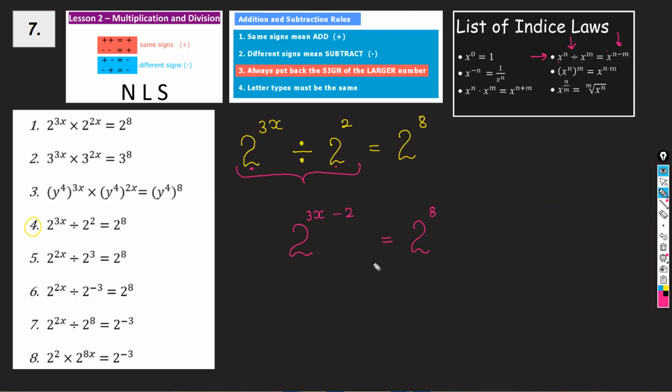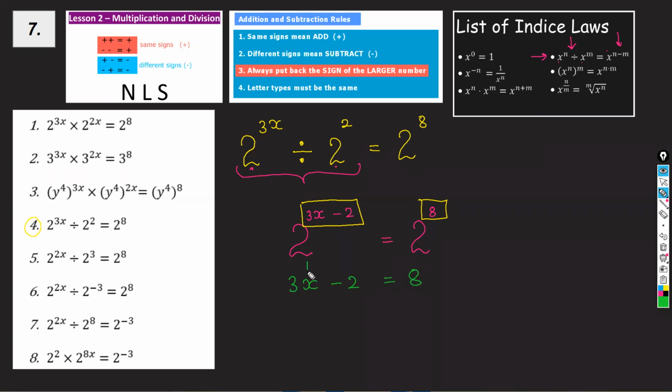Can we now make an equation with the powers? Is it okay to make an equation out of these guys now? What do you all think? Yes, now it's perfectly okay because you have exactly one big 2 here and exactly one big 2. So you can pretend that they disappear. They cancel out each other. And this leaves you with this nice equation now. 3x minus 2 is equal to 8.